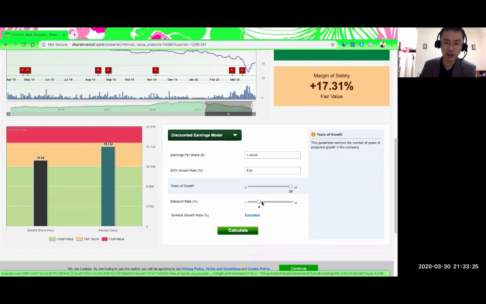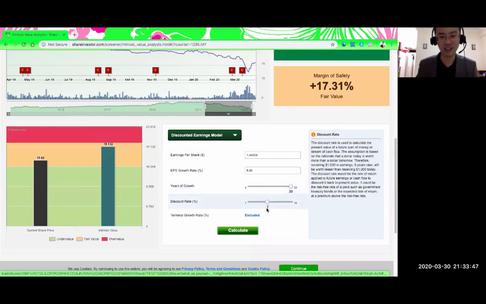Then the discount rate. Discount rate is definitely a big topic. Usually corporate finance professionals use WACC, the weighted average cost of capital. But in this case, it's very complicated to dissect the weighted average cost of capital, so I will generally advise people to use 7 to about 8%. So let's use 7%. Then you can calculate, and you know the intrinsic value is 23 ringgit.